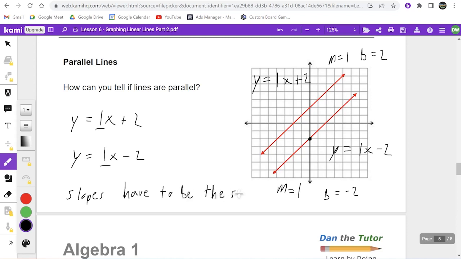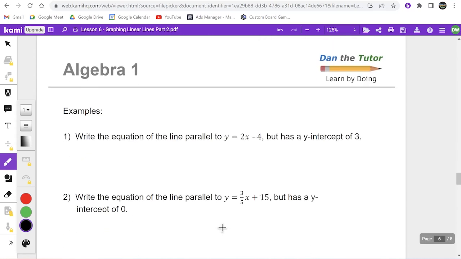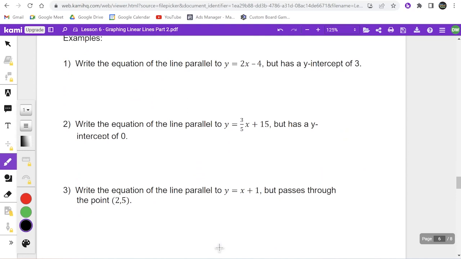That's the secret. So once you figure out that the slopes are the same, you know they're parallel. And if they tell you they're parallel, it means they both have the same slope. Any questions? Okay. So then now, what we're going to do is look at some examples.